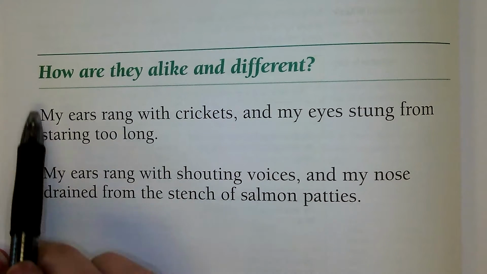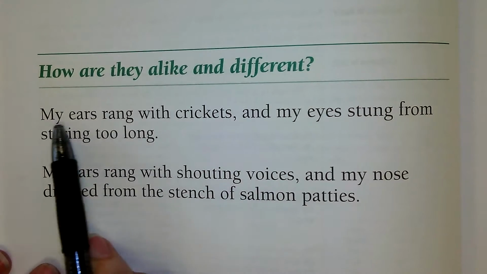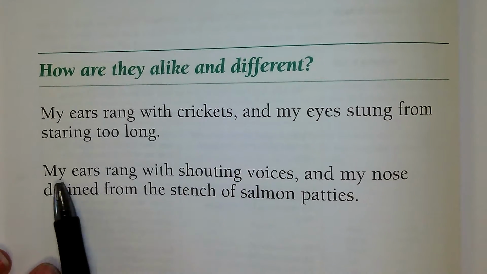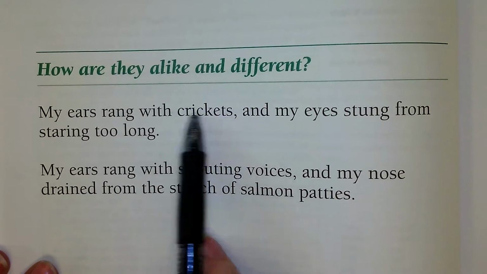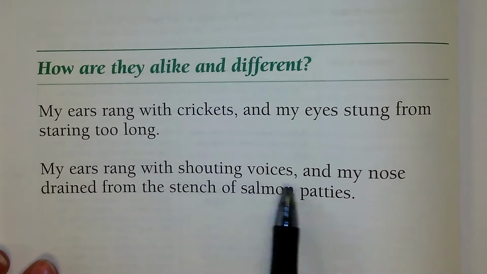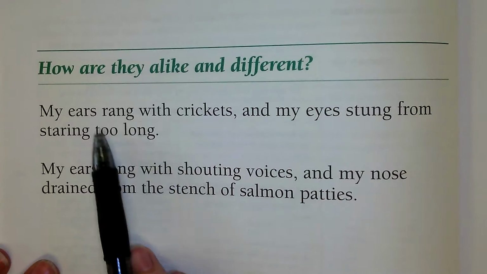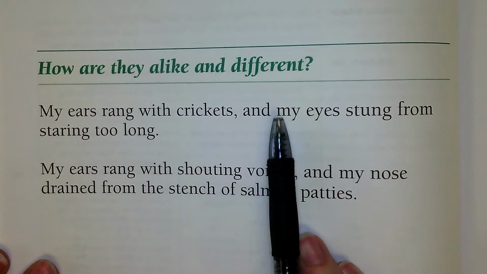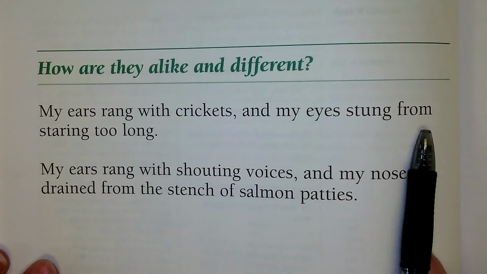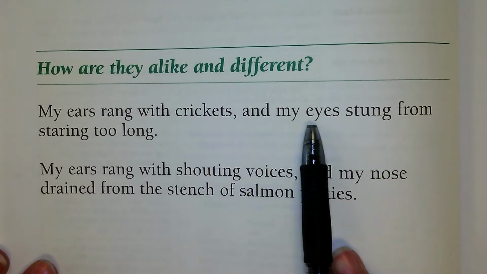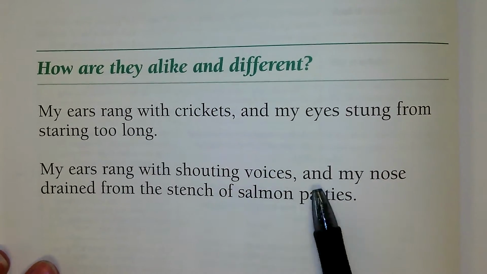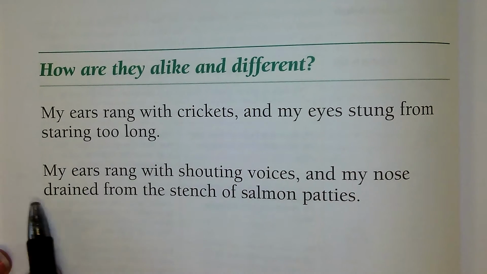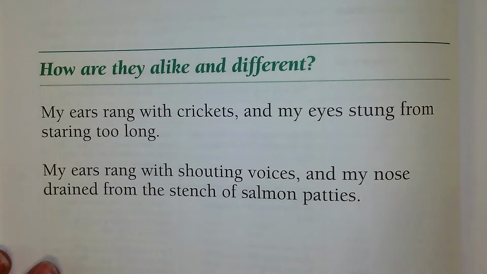Both of my sentences start out the same with "my ears rang with," but then they have a different sound that they list. In this sentence, they hear crickets, and in this one, they hear voices. Let's keep going on. So in the second part of the first sentence, it says, "and my eyes stung from staring too long." And down here it says, "and my nose drained from the stench of salmon patties."